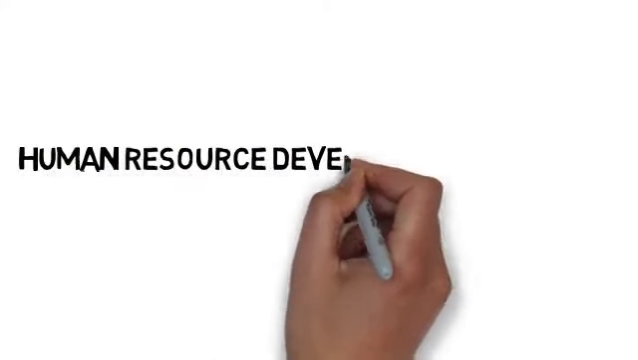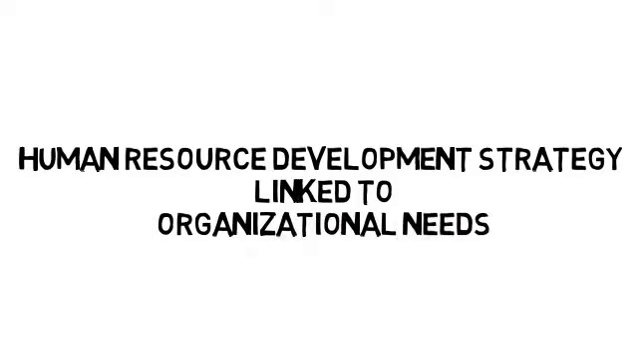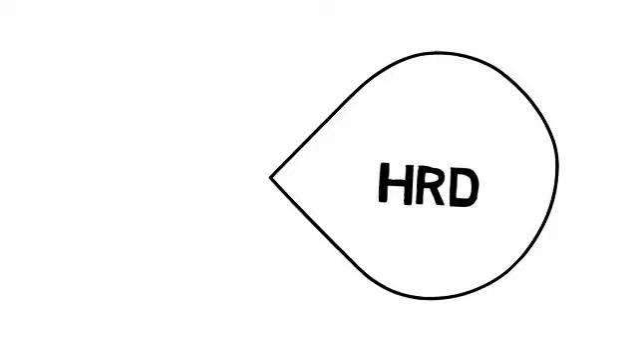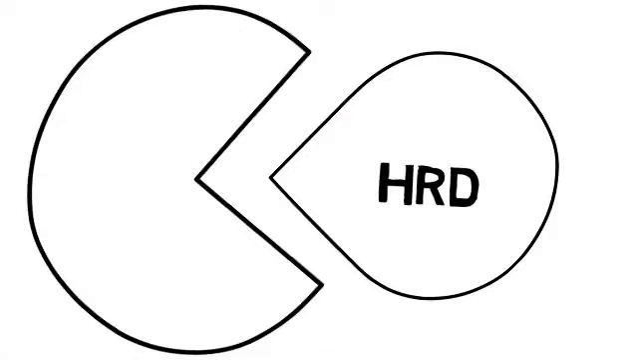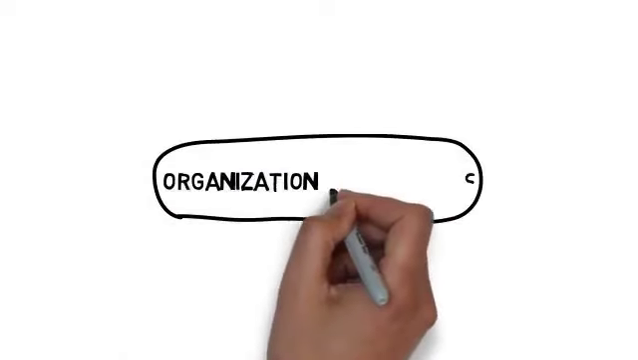The purpose of this video is to describe the link between human resource development strategy and organizational needs. Human resource development is a function of human resource management in most organizations. The link between human resource development flows from the organizational objectives.